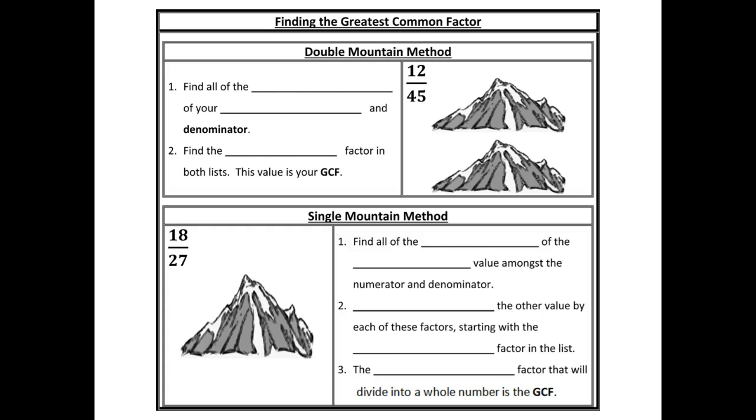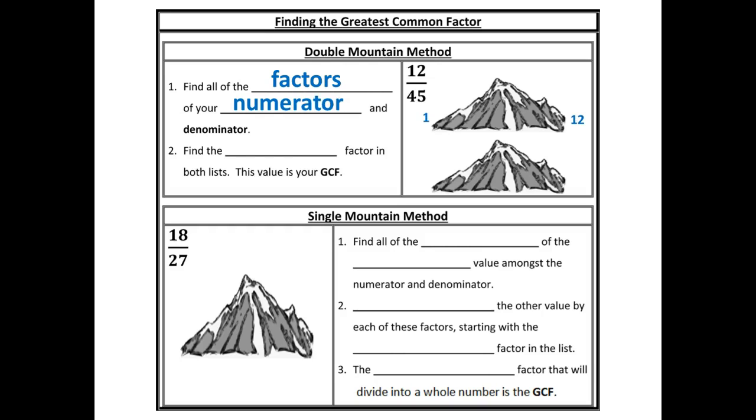In order to find the greatest common factor, we're going to use methods called either double mountain or single mountain methods. They're really just two great ways to find the greatest common factor by listing out all of the factors in order in a logical way. You always start by finding the factors of your numerator and your denominator. So for the double mountain, I'm going to find a list of factors for 12 and a list of factors for 45.